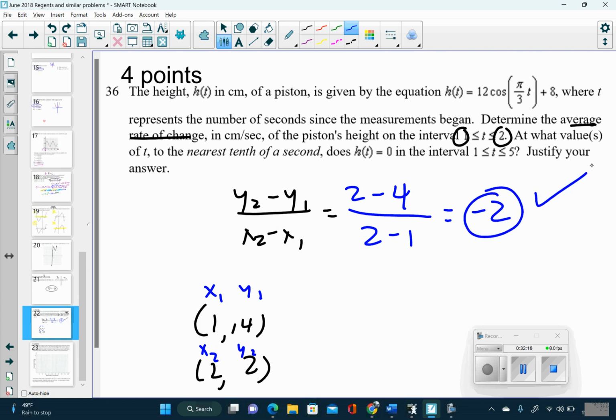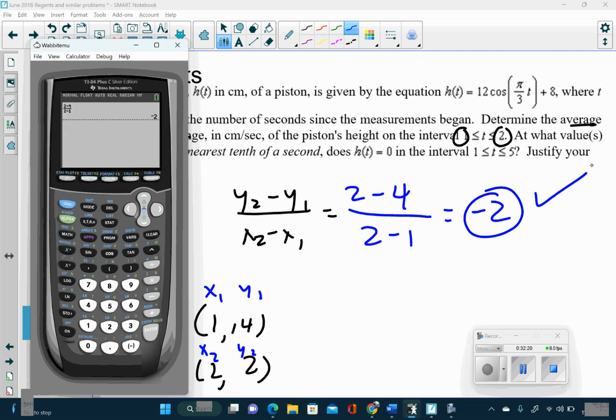Check. And then at what value does h of t equal 0? So I'm going to go to my calculator here. I'm going to plug in 0 here, and I'm going to look to see where my two graphs intersect. So that's my blue graph, which is the actual function itself. And then the red graph. My red graph is right there, and I'm only looking for the intersections between 1 and 5.